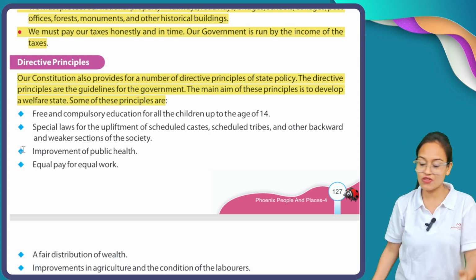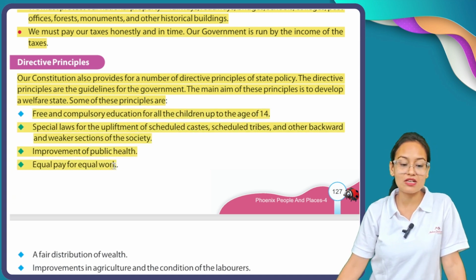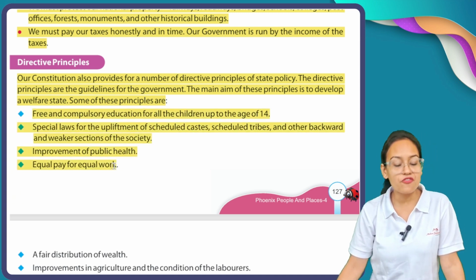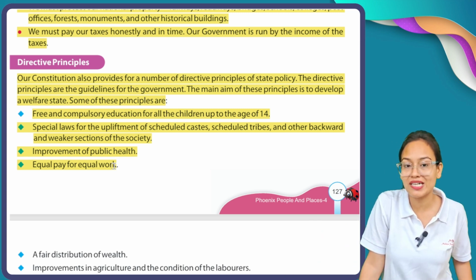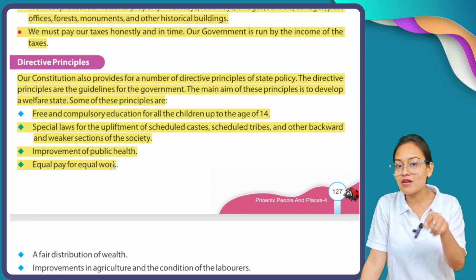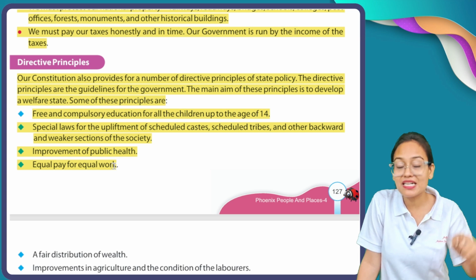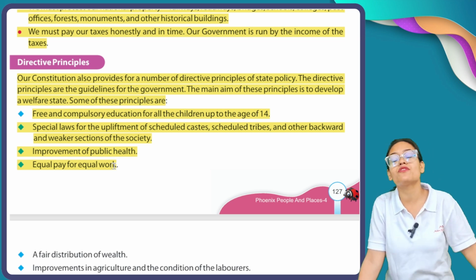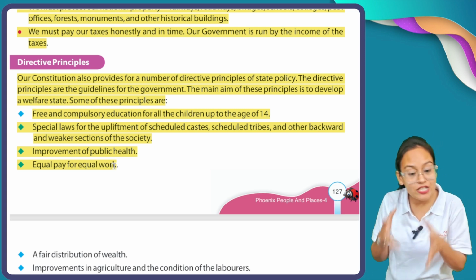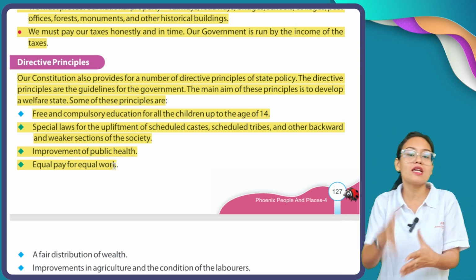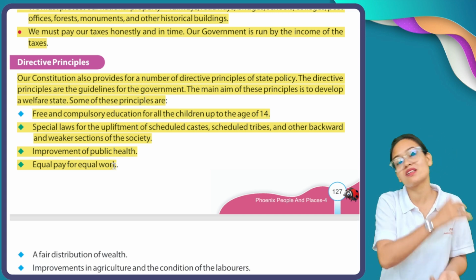So here we can see a few points about the directive principles of state policy. Free and compulsory education for all children up to the age of 14. It is our right to freedom of education, but it is also a directive principle of state policy for the government to ensure that all children under the age of 14 get free and compulsory education.